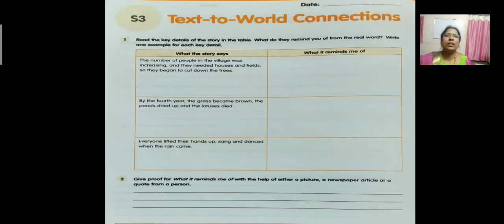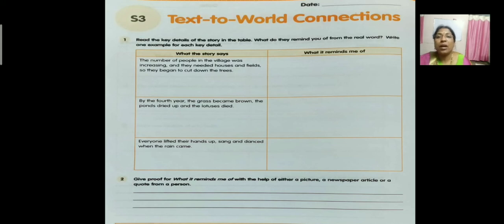Okay, for the next one you can open to page number. Previously, which page was it? Very good. It was page number 42. You can open it, children. Now, text to world connection. So this is very simple. You need to write on your own. Read the key details of the story in the table.